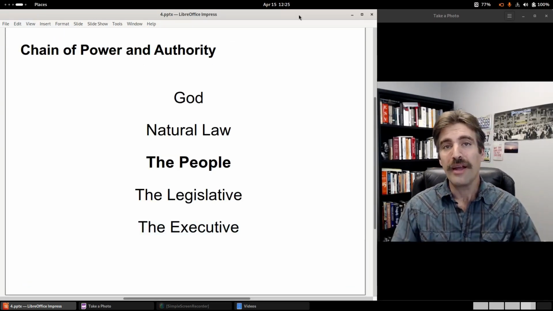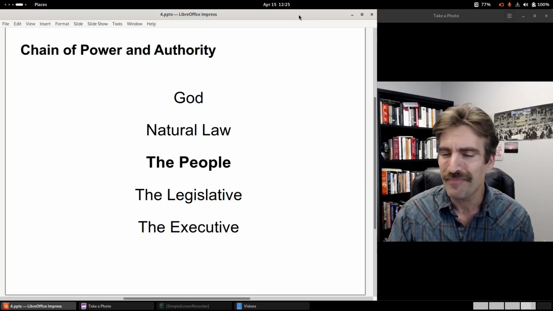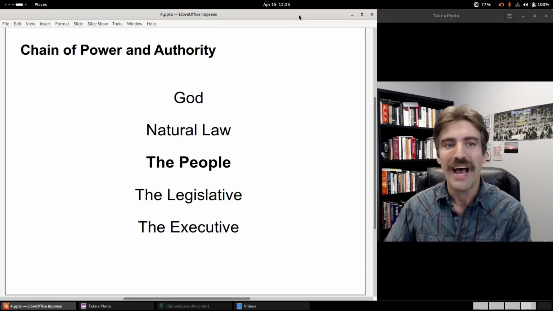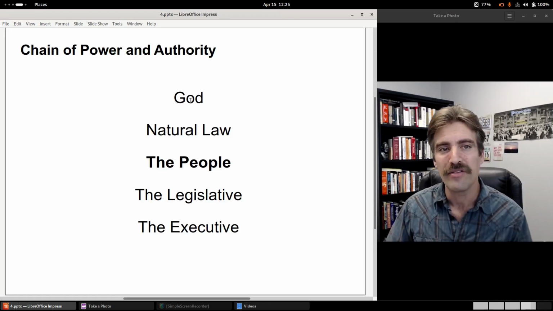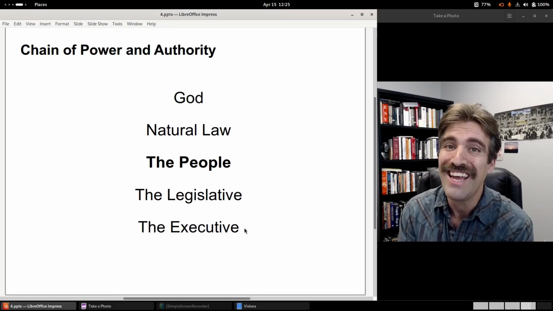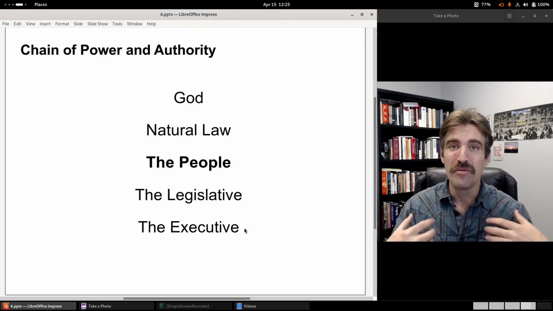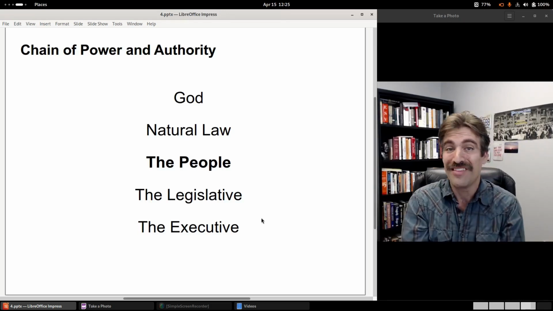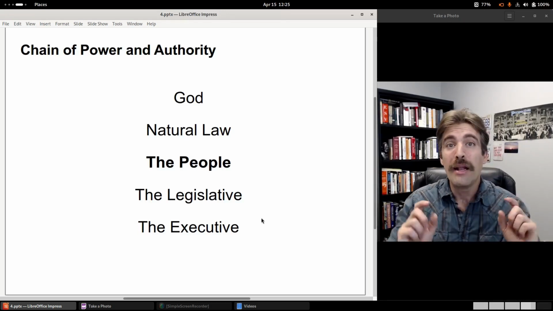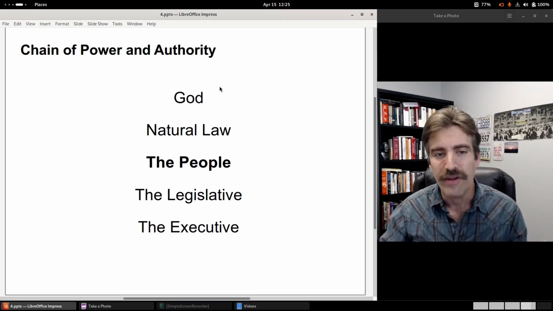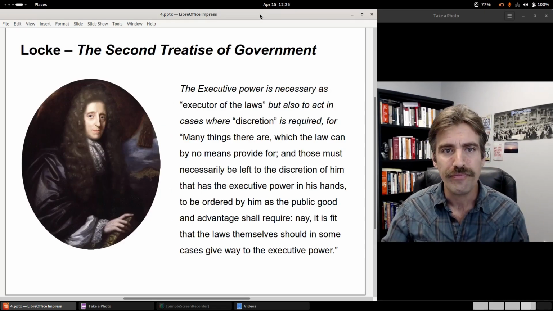Now, the executive, actually, if you look at tyrannies and authoritarian governments, they have it all backwards. They'll deny God. Many of them are atheists, like communistic governments. But they'll put supreme power in the executive. And the executive rules with an iron fist. In Locke's system, the executive is at the bottom of this chain. Nevertheless, the executive has real power and real authority even under Locke's system.